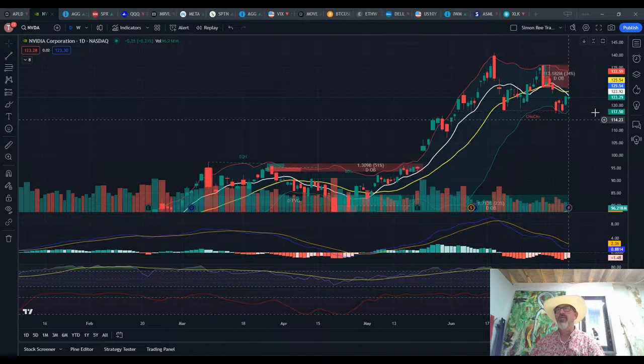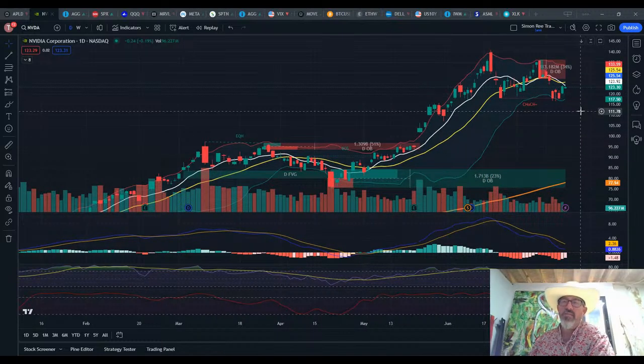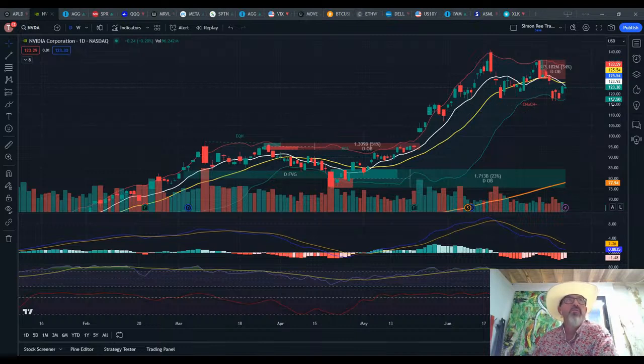This is a daily chart. I've been putting some posts up on TikTok and some shorts on YouTube about Nvidia and where we're at. If I'm looking at Nvidia since Thursday, the 11th of July, we have just basically headed south. We had a big drop down from the 16th to the 17th.